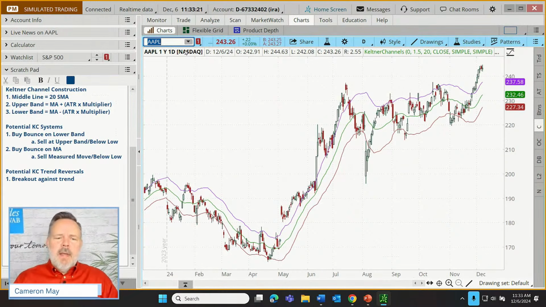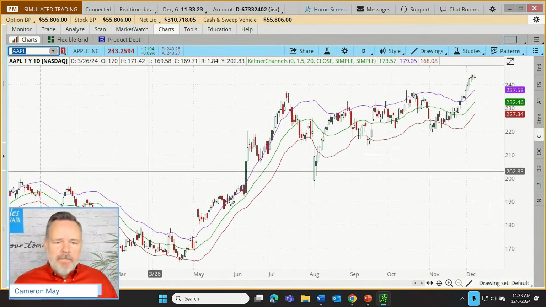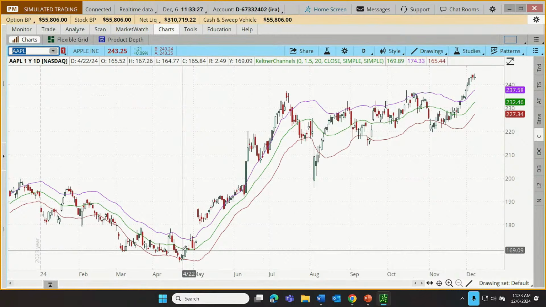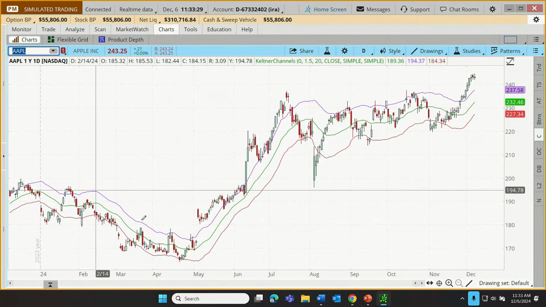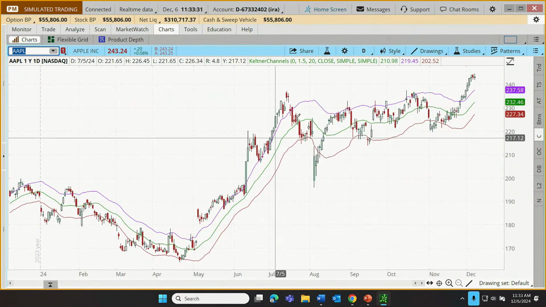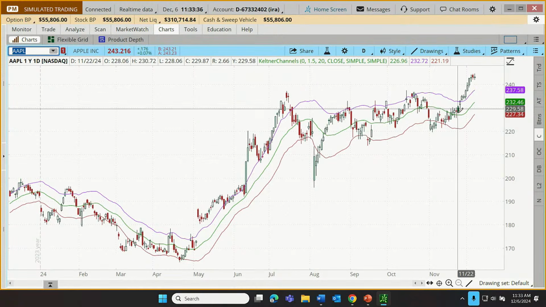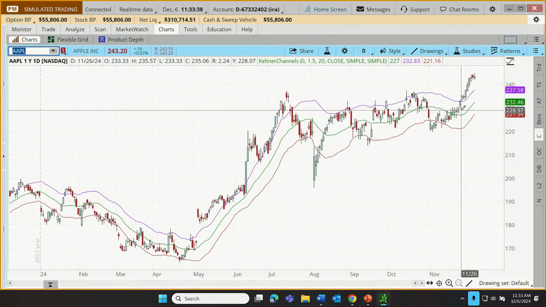So I'm going to switch this up to Apple for just a moment. And here's our Keltner channel applied. Looks like we had a close against the trend down here. Where was our close against the trend down there? In this case, the trend didn't really pan out. It decided to just go sideways.